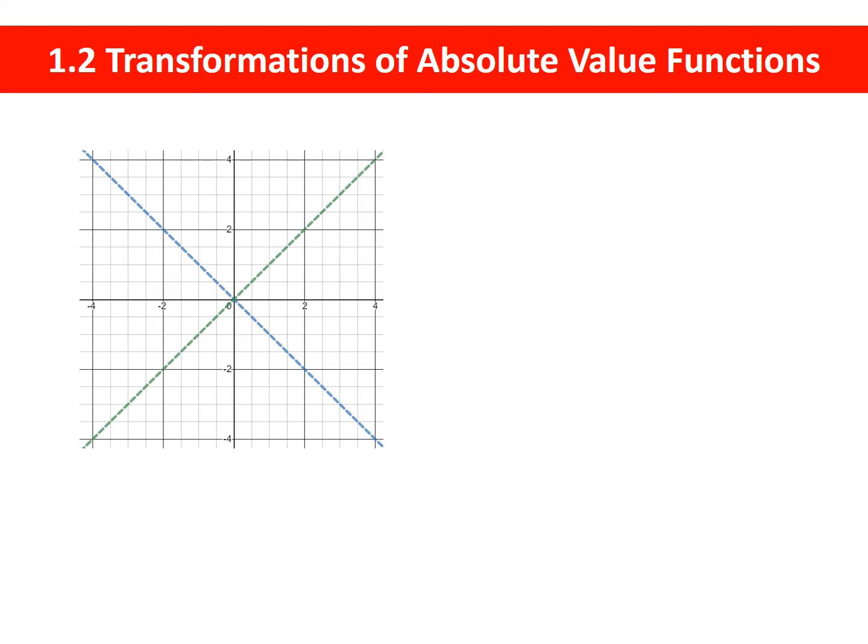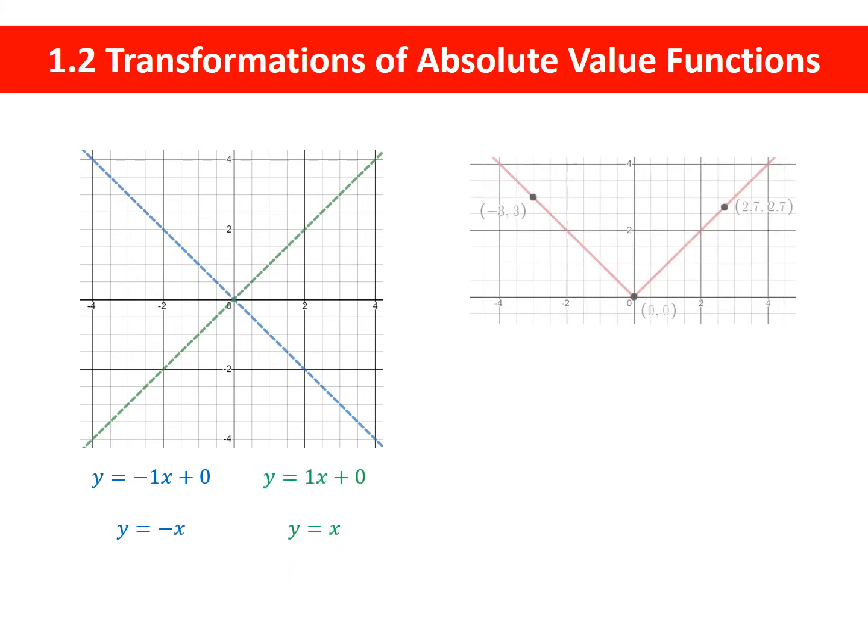Today we're going to be transforming absolute value functions, and to begin with I'd like you to take a look at two linear equations graphed. They are y equals negative x and y equals positive x. If we want to graph this red function over on the right, we can take a piece of the blue and a piece of the green and we can write it as a piecewise function.